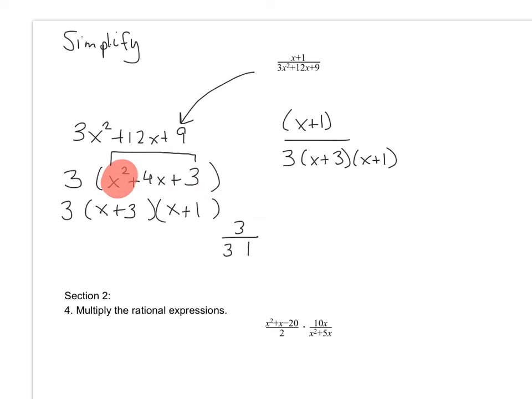But then it takes our expression to this. Now, of course, we can cross out x plus 1. Now, interestingly, there's nothing left on top. So there's nothing left on top, we still have to put something, so we'll put a 1 as a placeholder. Now on the bottom we have 3, and we have x plus 3 left.